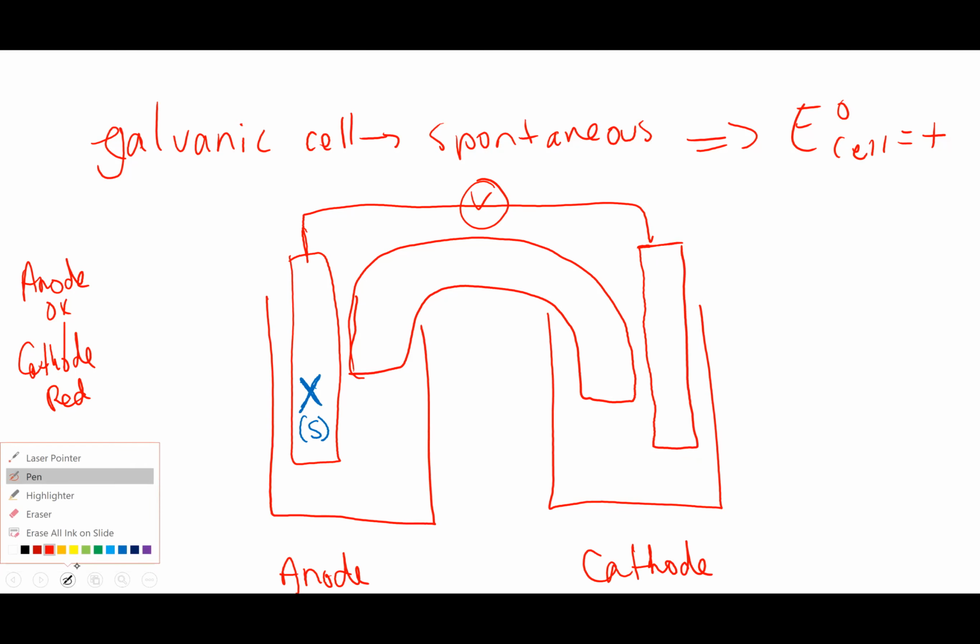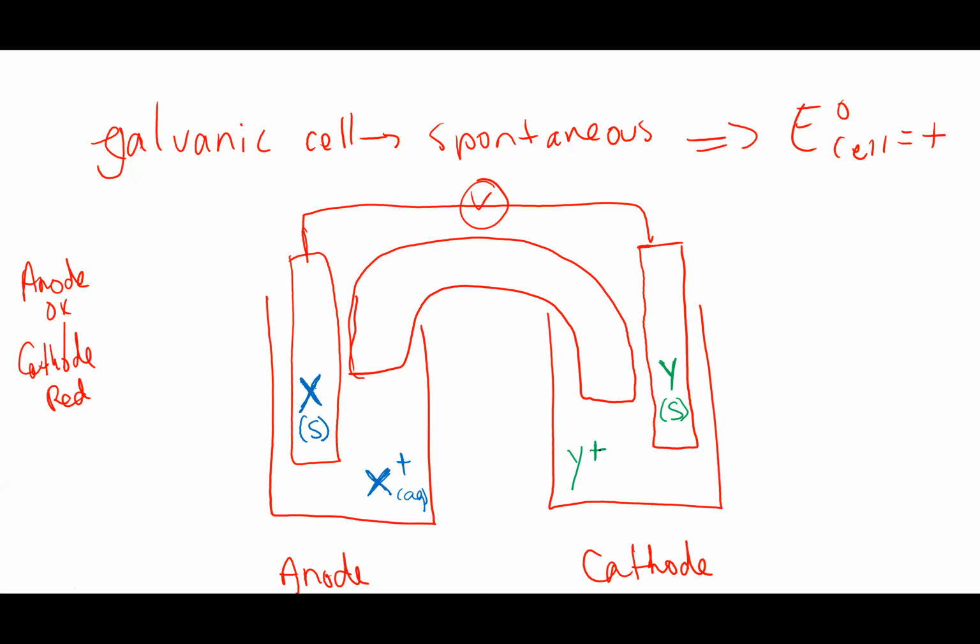All right, so let's go green over here. So this one I'll just call Y. Again, it doesn't matter what chemical it is, but there's your solid. Okay, so the ion part of this goes in the solution. So my ion here would be positive, aqueous, and then this ion over here would be positive, aqueous. Metal ions are positive, right? So they're both going to be positive.